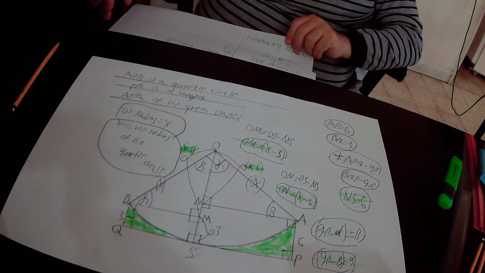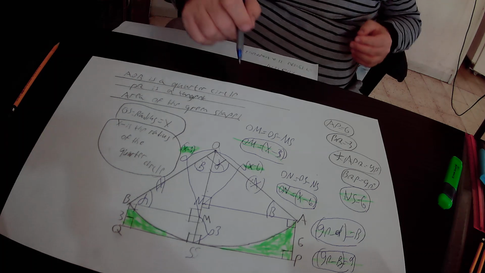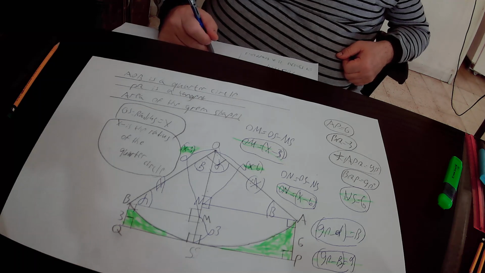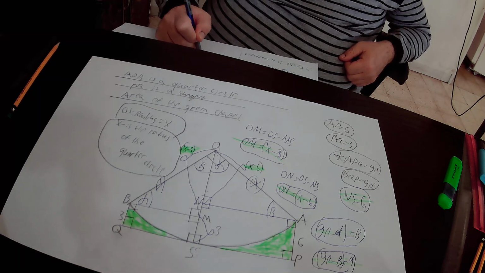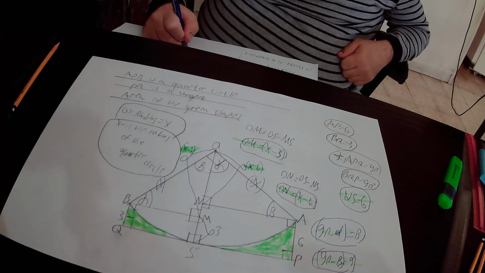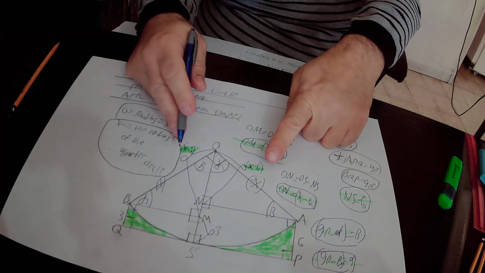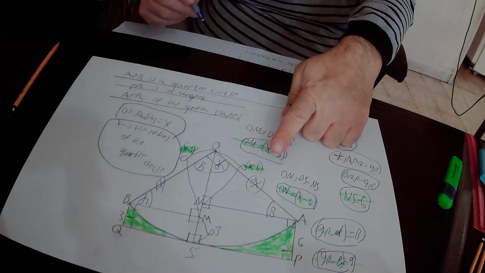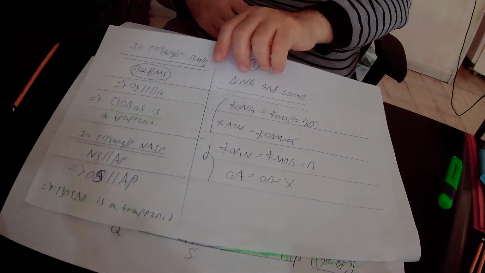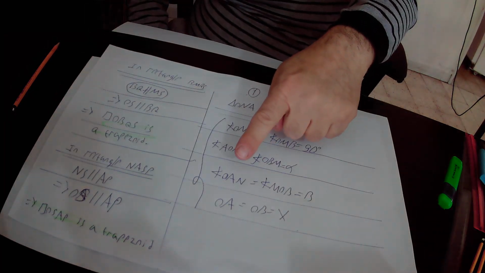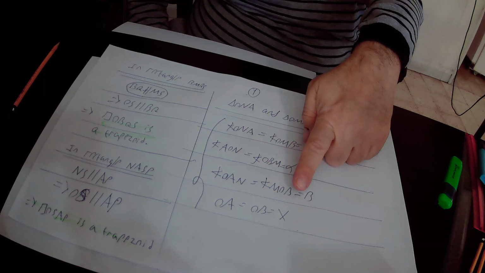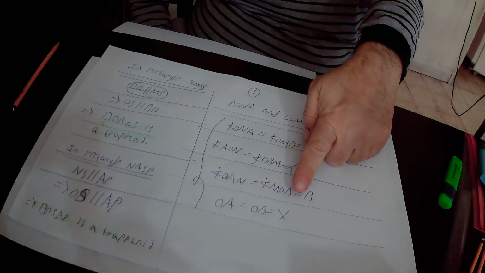And finally, side OA in the right triangle ONA is equal to side OB in the right triangle OMB. They are both the radii of the quarter circle, equal to x, therefore they are equal to each other.